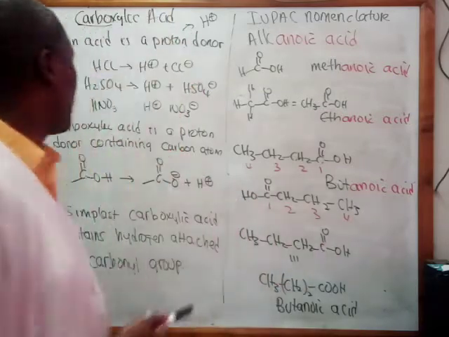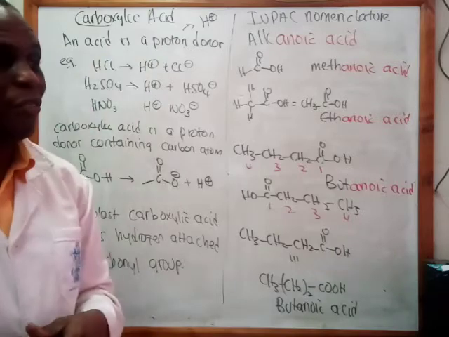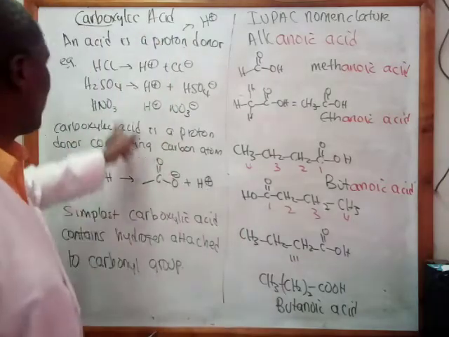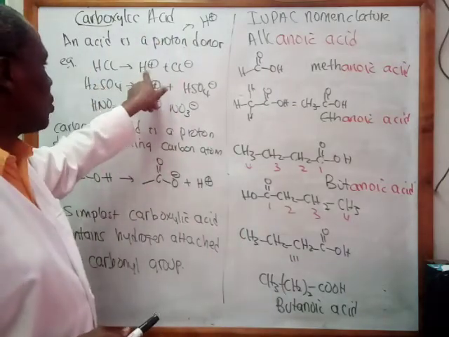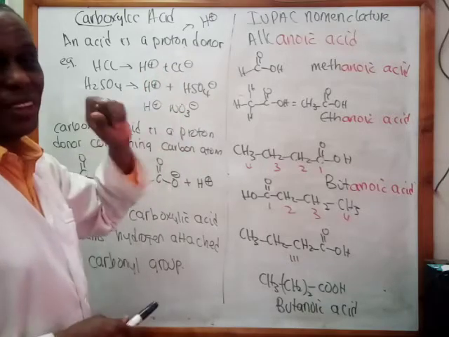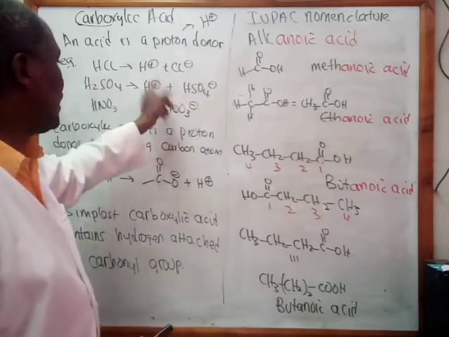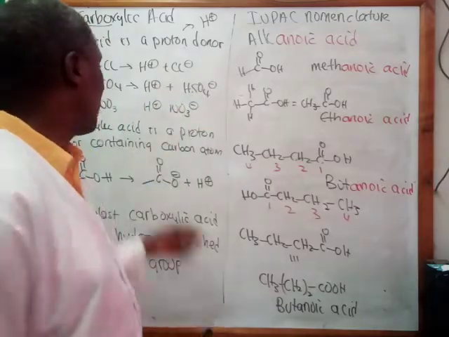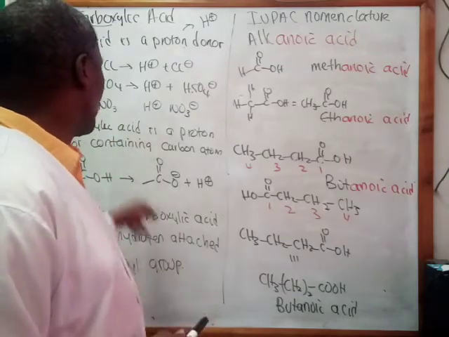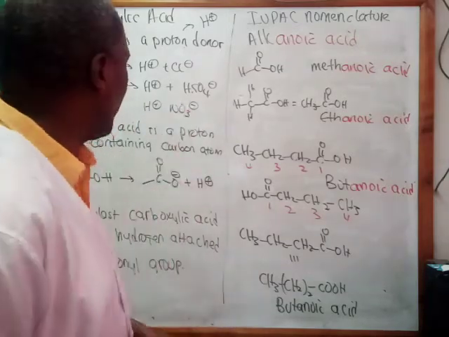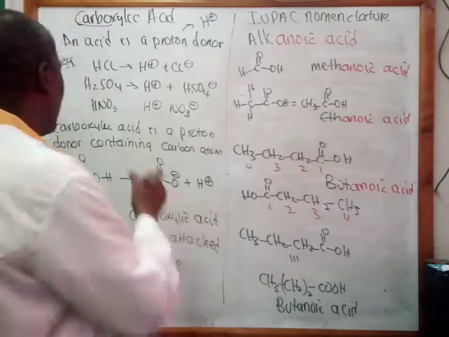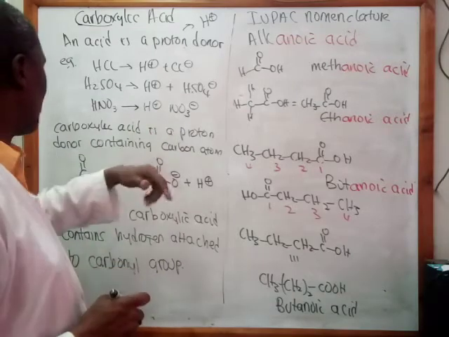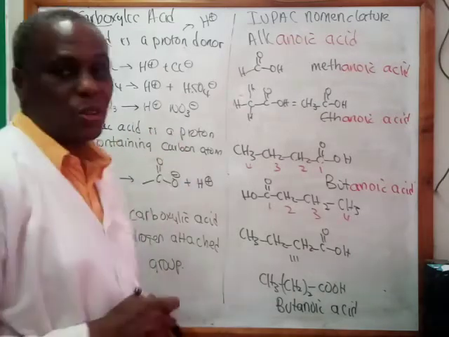All right. So I'll just give examples of typical acids that you are familiar with. They're called mineral acids. This is hydrochloric acid. It ionizes to form H plus, a proton, plus the chloride minus. Sulfuric acid ionizes to form a proton plus hydrogen sulfate. And nitric acid ionizes to form H plus plus the NO3 minus. So a carboxylic acid is a proton donor containing the carbon atom.